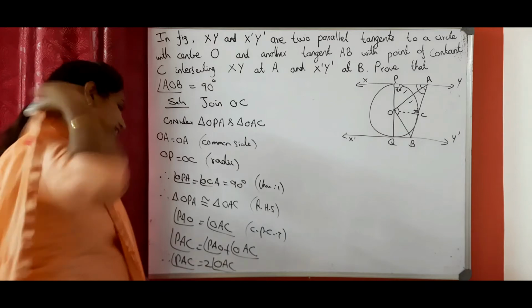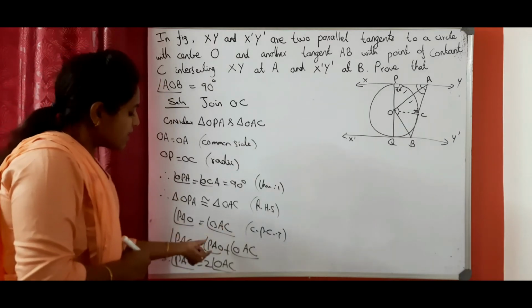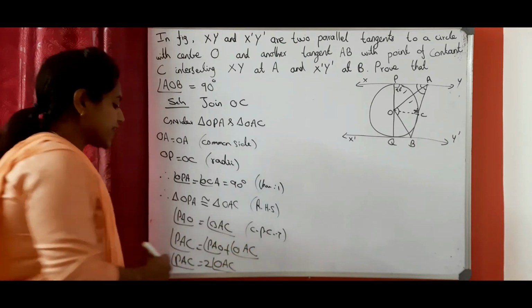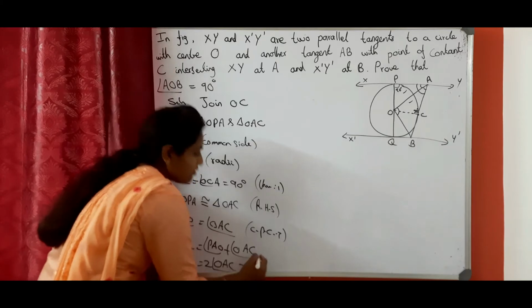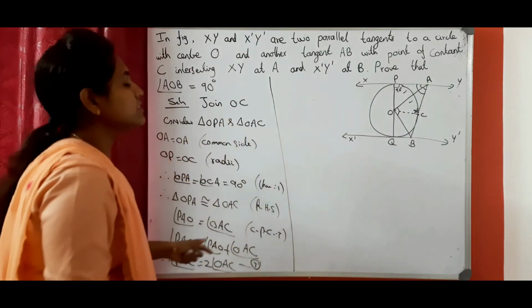Why 2 times angle OAC? Just now we proved PAO equals OAC. Instead of PAO, we can write again OAC. So we will get 2 times OAC. This is equation number 1. Now, same method.